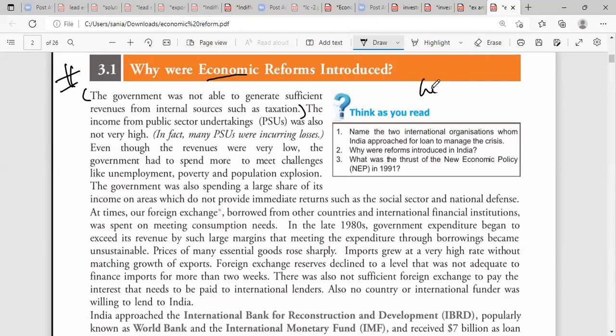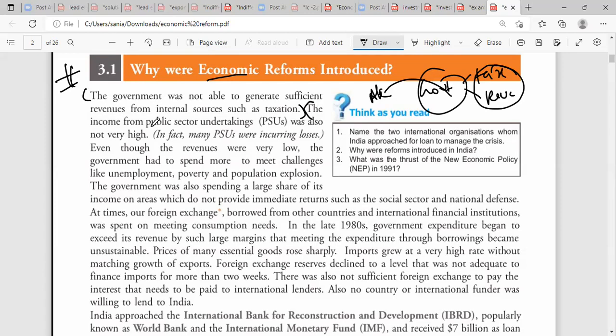From where does the government get money? From taxation or revenue, right? But with the help of these two, the government was not able to generate good income. That's why the Indian economy was facing a crisis. And if you don't have much money, you will be taking it from abroad, from somebody else, like from foreign countries. So the first reason is the government was not able to generate sufficient revenue from internal sources such as taxation.